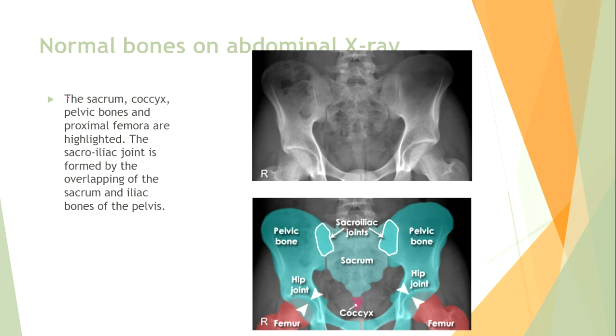Another one. Pelvic bone, sacroiliac joints. They are more dense here. There is no fracture line. This is the sacroiliac joint. Sacrum, coccyx, hip joint, and femur.